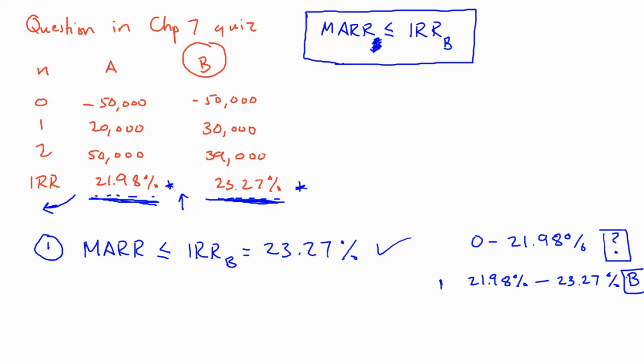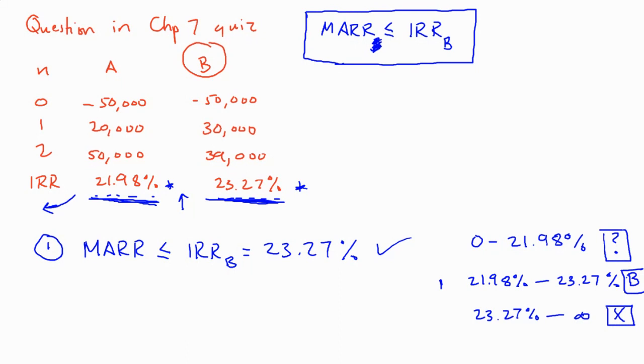What happens if the MAR is greater than 23.27%, all the way to infinity, let's say? Well, in that case, the MAR is going to be greater than both of them, so I will exclude them both. So really, I'm not going to choose B or A. So in this case, I will do nothing if I can, which I think was an option in this case.